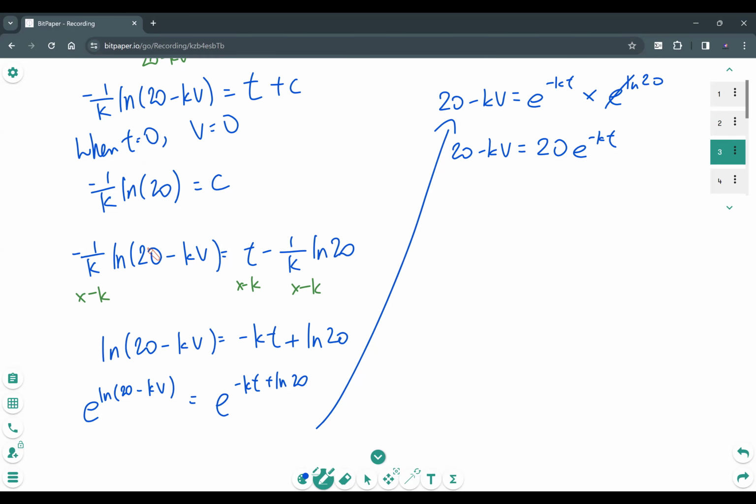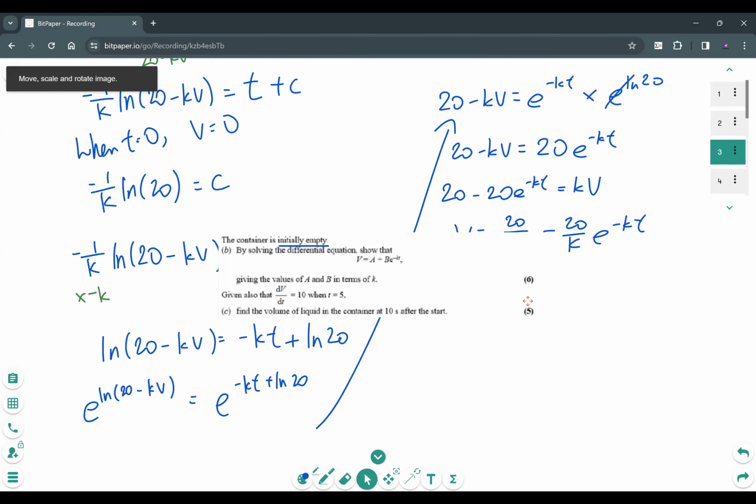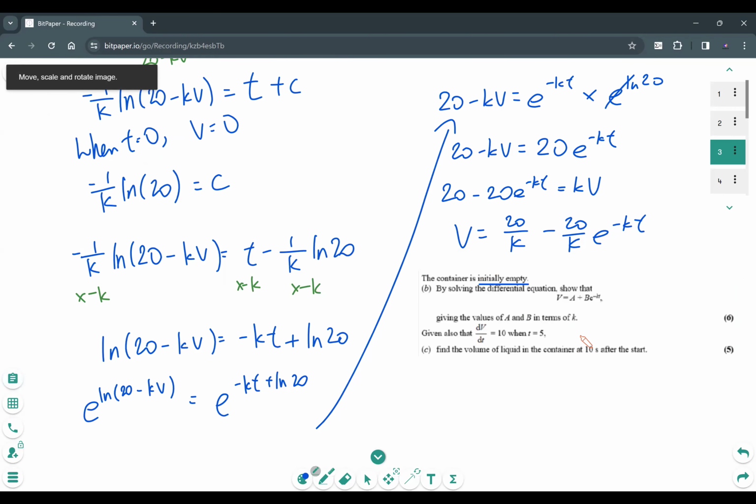To make v the subject, I can bring the minus kV to the right hand side and bring this to the left hand side. So 20 minus 20 e to the power of negative kt equals kV. Then divide everything by k, with v on the left hand side: 20 over k minus 20 over k e to the power of negative kt. Let's compare with the question again. That's your A, plus B e to the power of negative kt, which is my e to the power of negative kt, so B has to be this one. Therefore A is 20 over k and B is negative 20 over k. That's the final answer. Okay, part C.